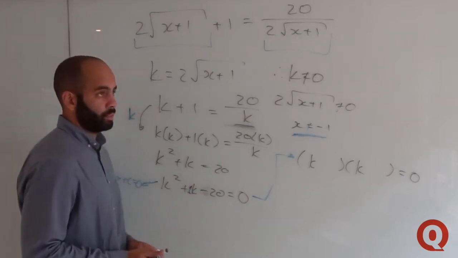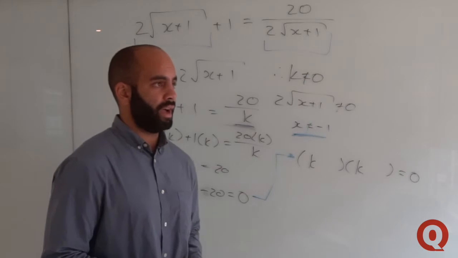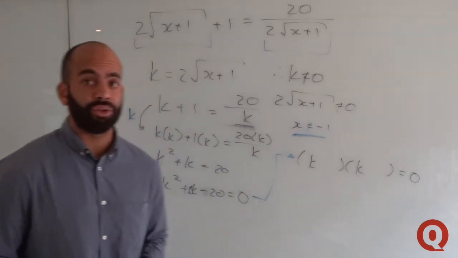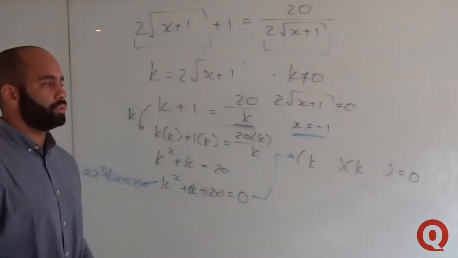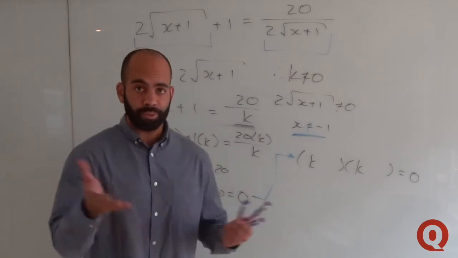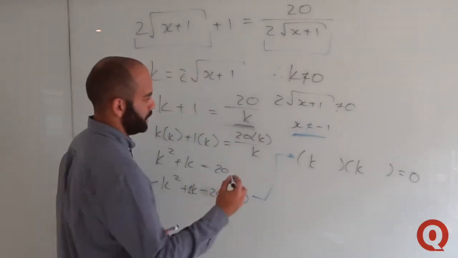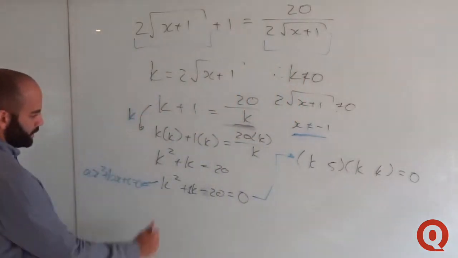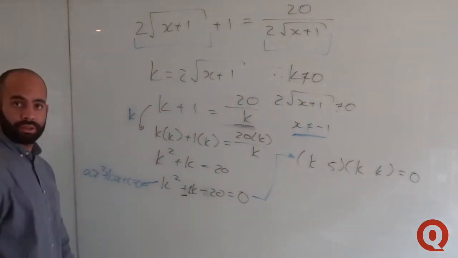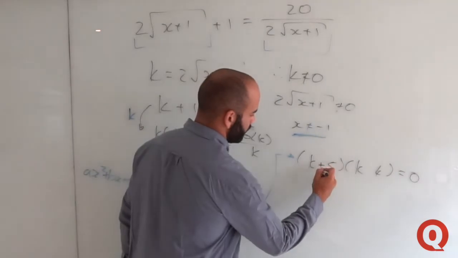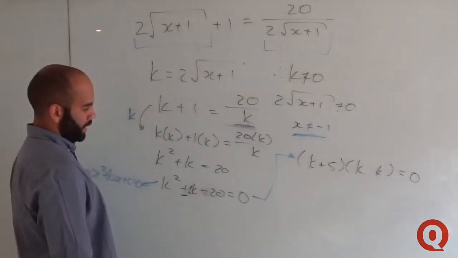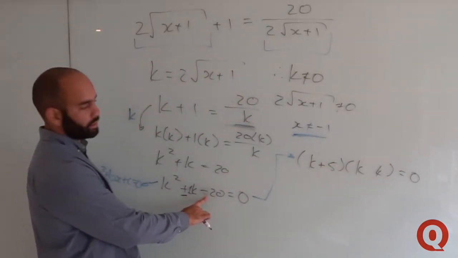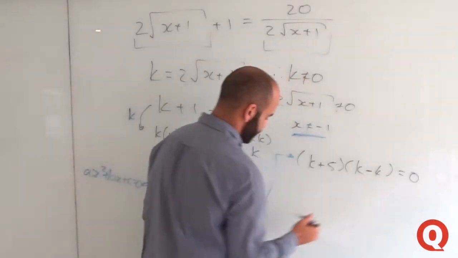So I could use 20 and 1, I could use 5 and 4, I could use 10 and 2. Of those, 5 and 4 would be the most likely solution. So let's write 5 and 4. And knowing that this term over here is positive, you would want k plus 5, and you know that this c term is negative, so you'd want this to be negative.